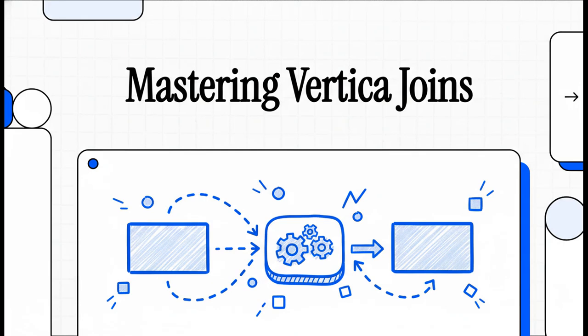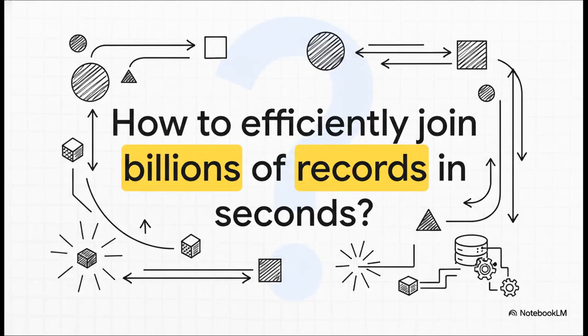Today we are going to get into the weeds on how the Vertica database absolutely masters one of the most fundamental and often slowest operations in all of data analytics, the join. Well, it all comes down to a really powerful and sophisticated approach to joining data. This is the secret sauce for high-performance analytics when you're dealing with massive amounts of information.